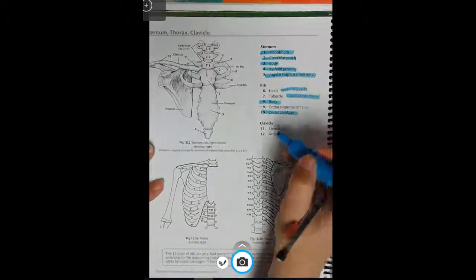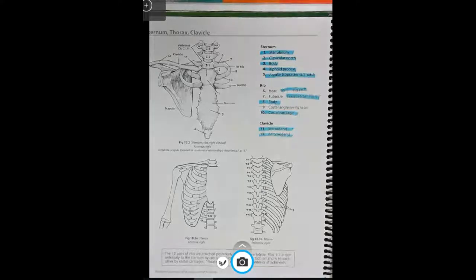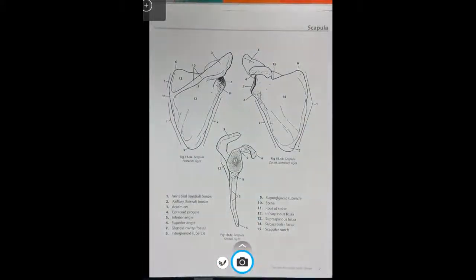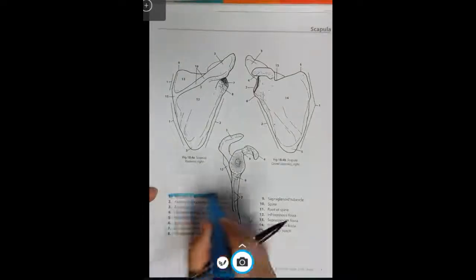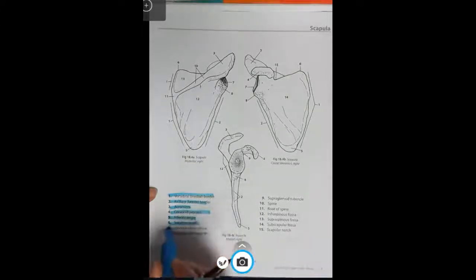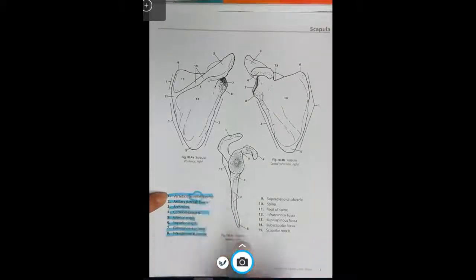Then the clavicle is very simple. Sternal end, acromial end. Okay, we're going to flip that page over. We're going to go to the scapula, and we're actually going to know everything on this page. So just go ahead and start highlighting. So there we have the vertebral, also medial, so you'll hear me say it both ways.